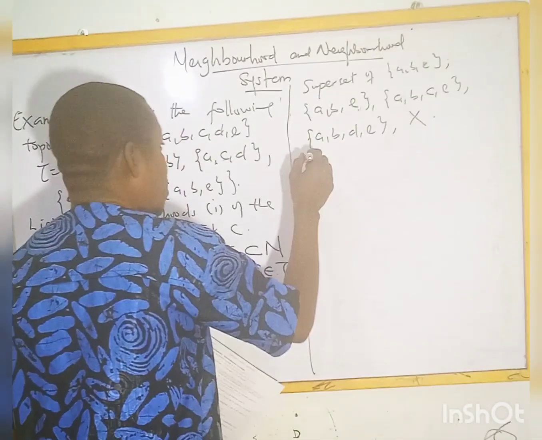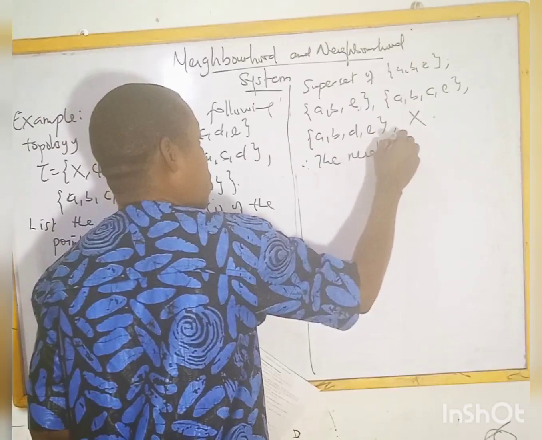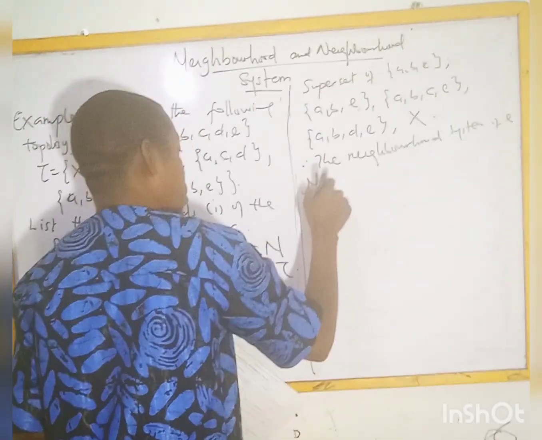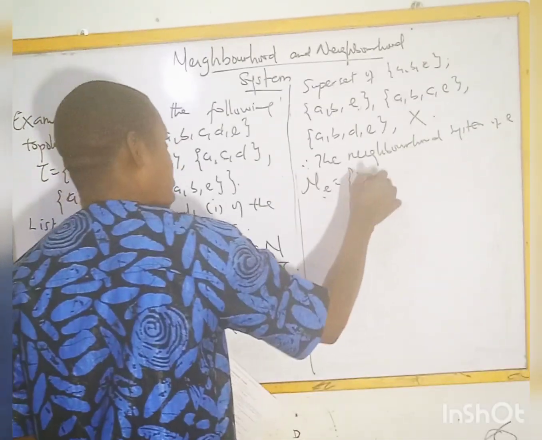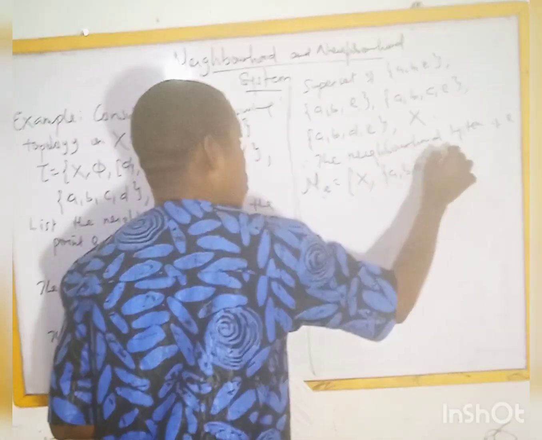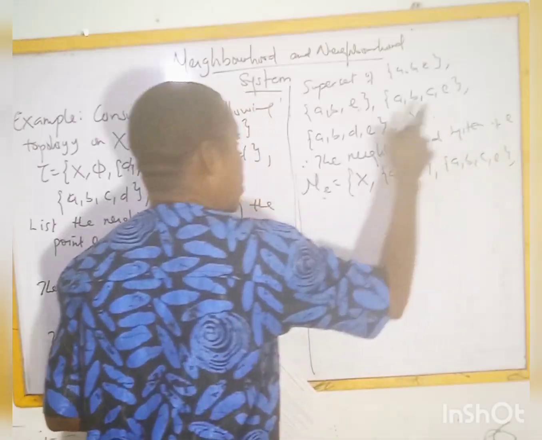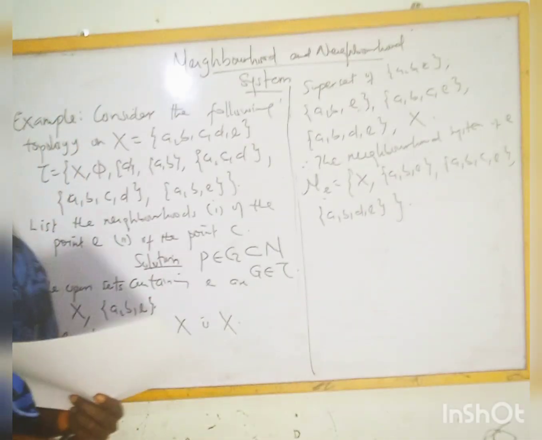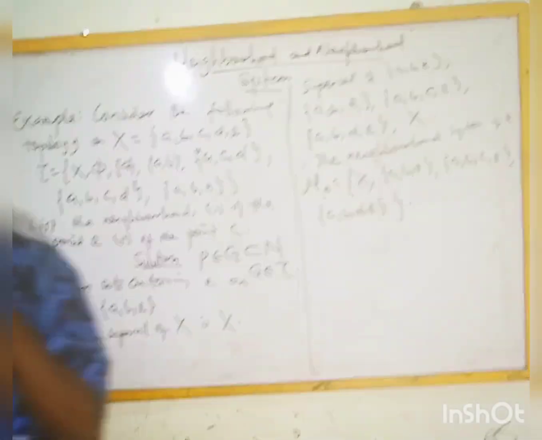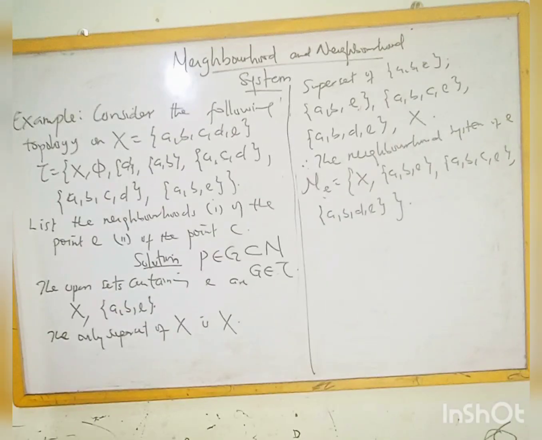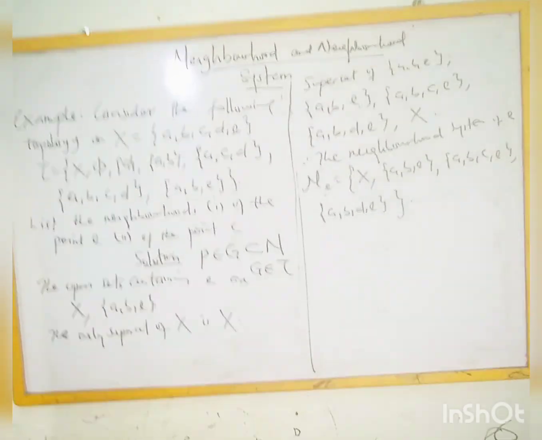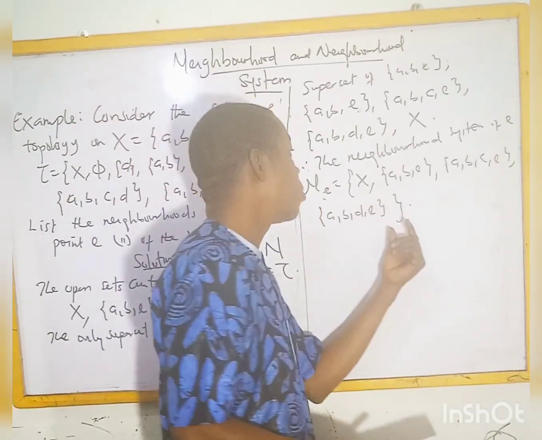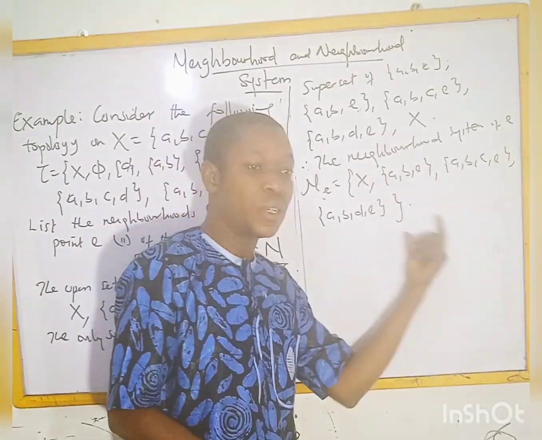Therefore, the neighborhood system of E gives us the set of X, A, B, E, A, B, C, E, and then A, B, D, E. So these are the neighborhood system of that point E.